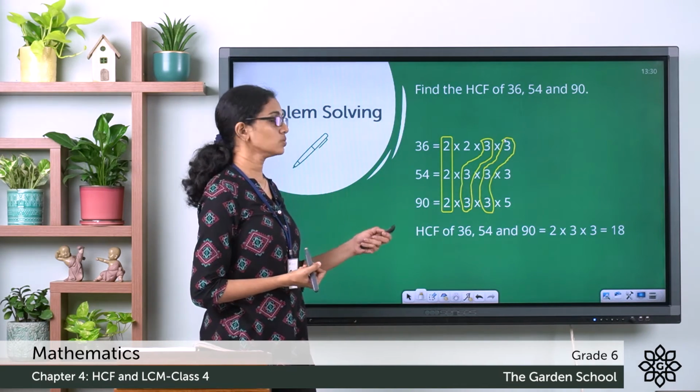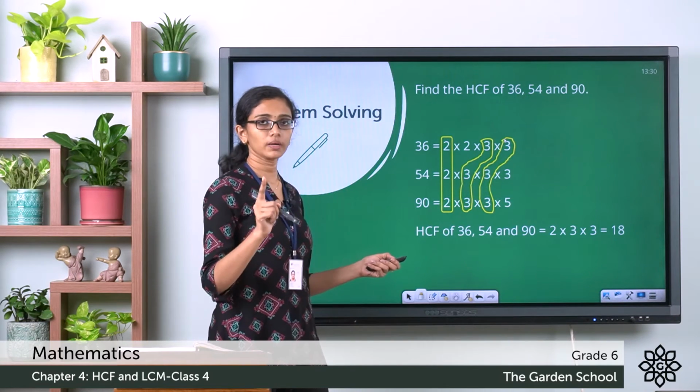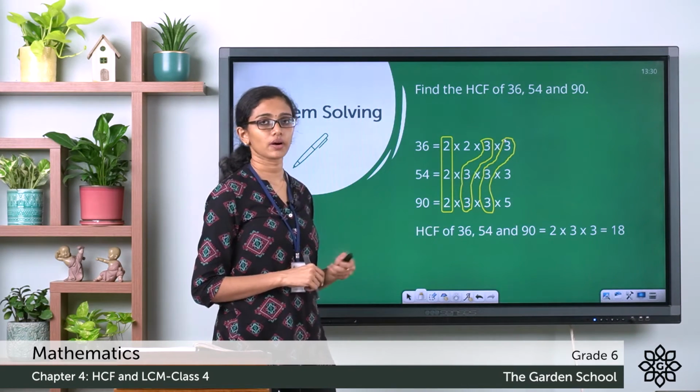Now the next step is to take one from each group, that is one prime factor from each group, and take the product.